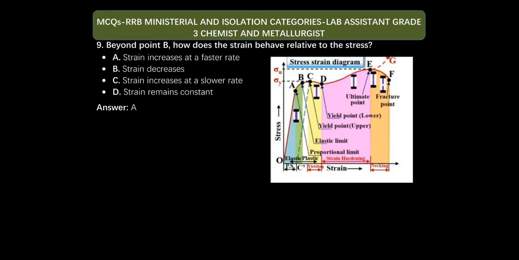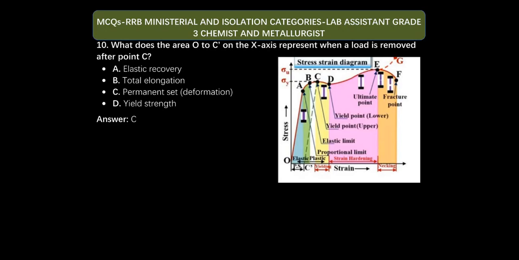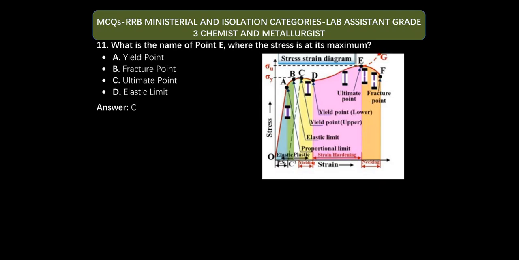Beyond point B, how does the strain behave relative to the stress? Option A, strain increases at a faster rate. What does the area O to C on the x-axis represent when a load is removed after point C? Option C, permanent set deformation. What is the name of point E where the stress is at its maximum? Option C, ultimate point.